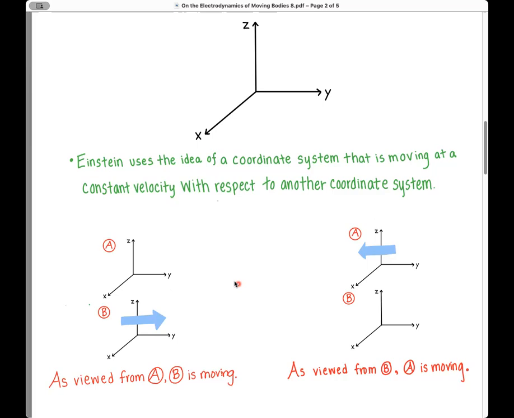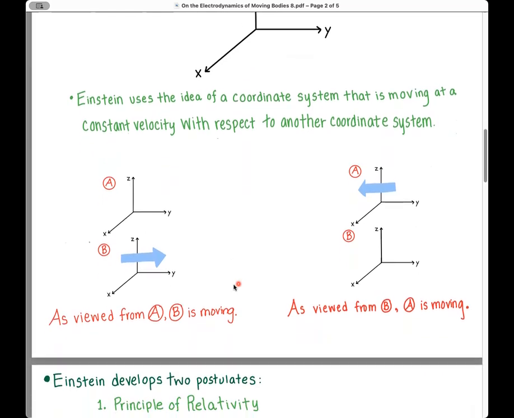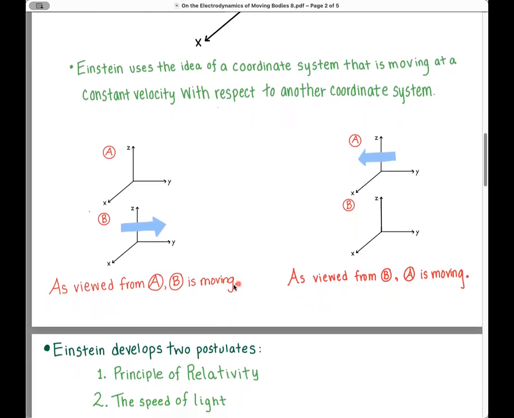Einstein then claims that the laws of electrodynamics are valid in any coordinate system that is moving at a constant velocity with respect to another coordinate system, just like Newtonian mechanics. This is called the Principle of Relativity, which is a postulate. Now I will roughly motivate the second postulate, which is about the speed of light.